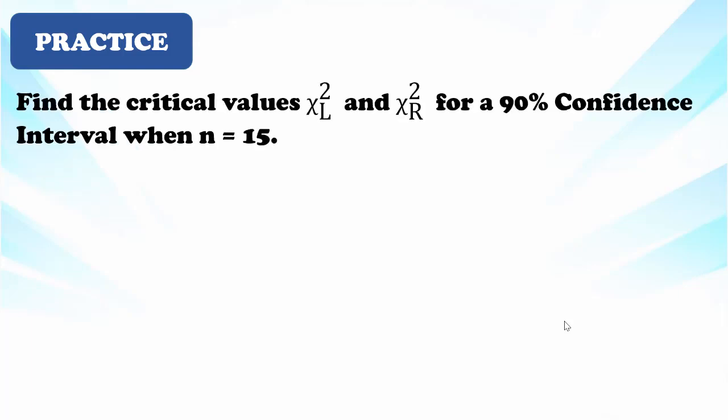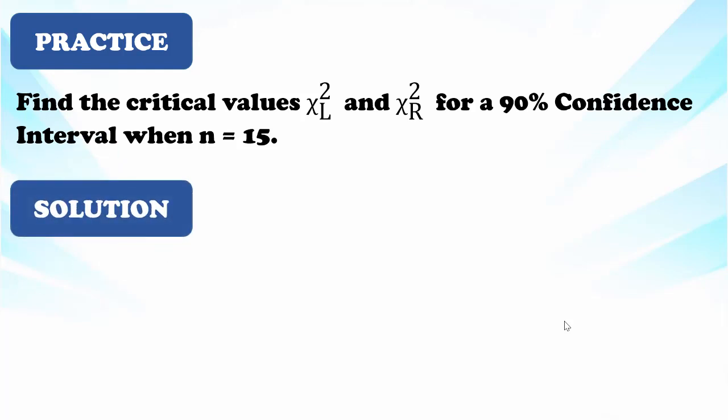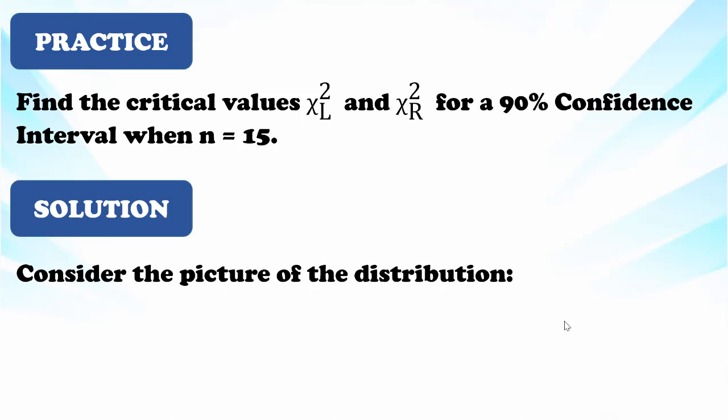Okay, so how about a practice problem? So I want you to do the exact same kind of thing, just finding the critical values. We're not doing anything else with them. And your setup is you want to find chi-square L, chi-square R for a 90% confidence interval when the sample size is 15. So go ahead and press pause on your computer, and when you're all ready to go, press play. Okay, so let's go ahead and take a look at the solution here. We're going to look at a picture just like we did in our example.